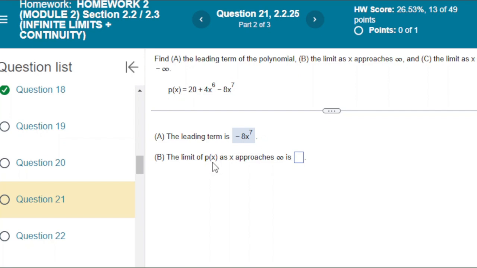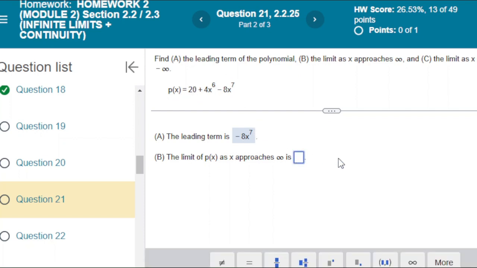Now, what's the limit of p of x as x approaches infinity? So as x gets bigger and bigger and bigger, what's the limit as x approaches infinity of this? Well, again, we can ignore these lower degree terms. As x gets really big, as we approach positive infinity, imagine plugging in a really big positive number for x. Let's just say 100. Well, 100 to the 7th power is a huge positive number, but then when we multiply it by negative 8, it's a huge negative number. And 100 to the 6th power is not nearly as big as 100 to the 7th power. So again, these lower degree terms aren't really going to affect the answer. So the answer is negative infinity.